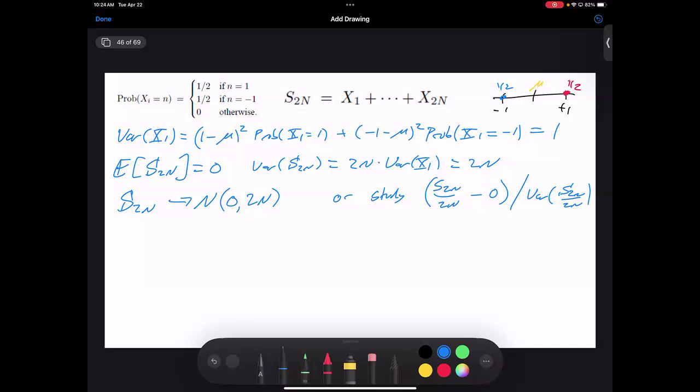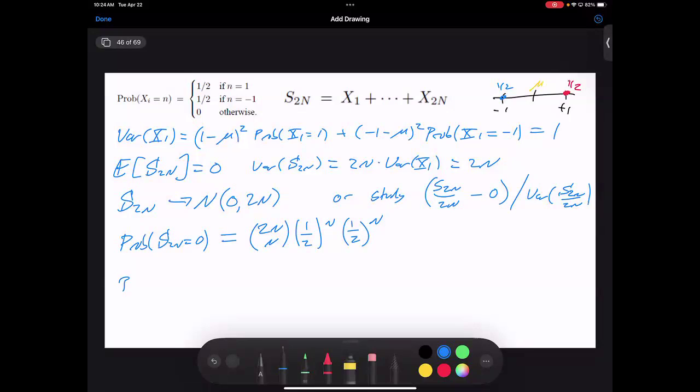Okay, so we want to try to calculate what does the distribution of S2n go to? What do you think the most common value of S2n is? 0. So let's calculate what's the probability S2n equals 0. So that's going to be, I have to have the same number of heads and tails. So it's going to be 2n choose n, 1/2 to the n, 1/2 to the n.